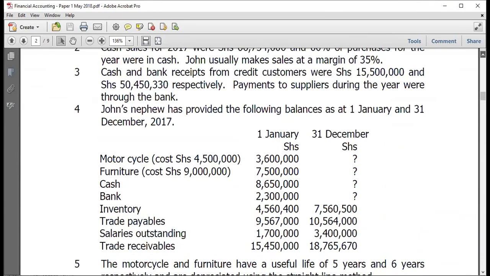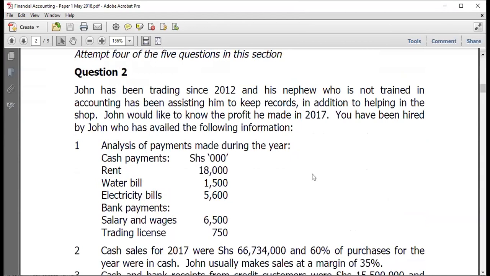So we get to our question to read through and conceptualize what exactly is being examined here. They are saying that John has been trading since 2012, and his nephew, who is not trained in accounting, has been assisting him to keep records, in addition to helping him in the shop, okay? John would like to know the profit he made in 2017. You have been hired by John, who has availed you the following information, okay?